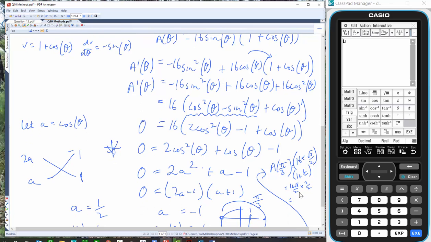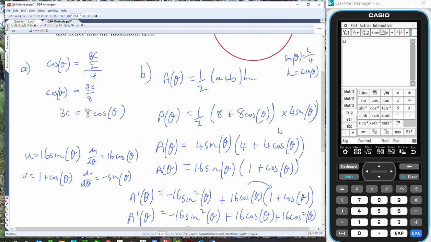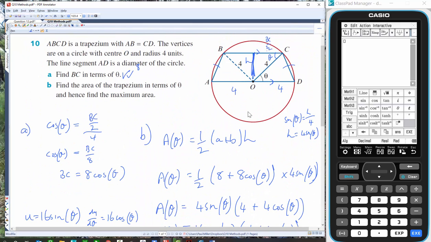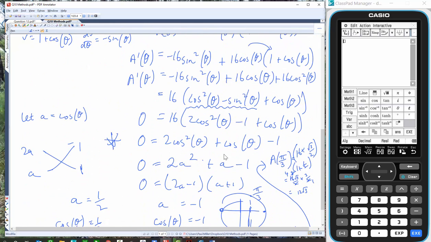Which is then going to be 8, 4, 1. What do we got? 12√3. Okay, that's going to be our area, and it's going to be units squared. All right.